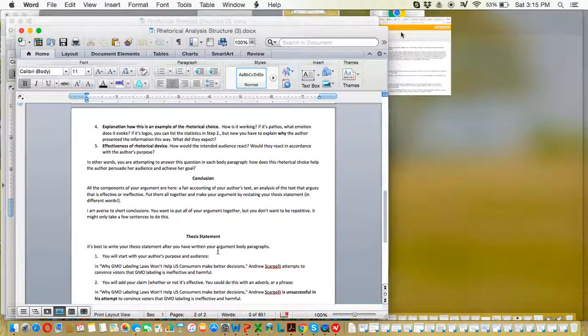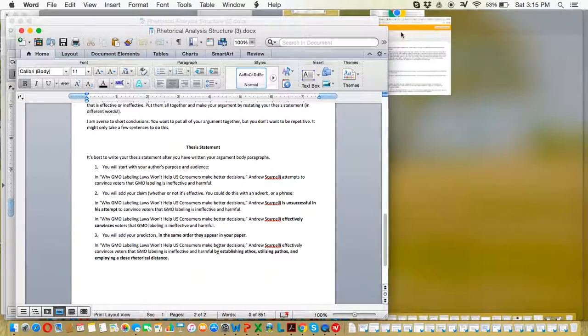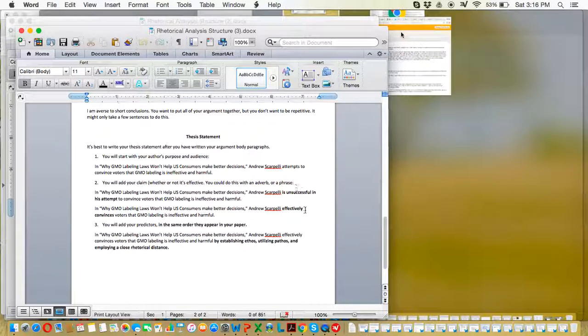So now that we're done with that, that's when you make your thesis statement. So you'll start with your author's purpose and audience, and why GMO labeling laws won't help U.S. consumers make better decisions. Andrew Scarpelli attempts to convince voters that GMO labeling is ineffective and harmful. Okay, so he wants to convince voters, here's his audience, that GMO labeling is ineffective and harmful. He wants them to vote another way, right? So then you will add your claim, whether or not it's effective.